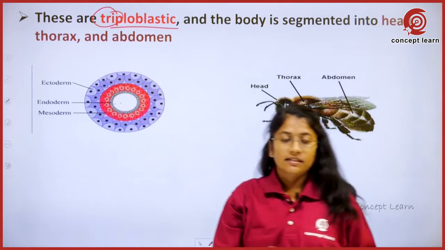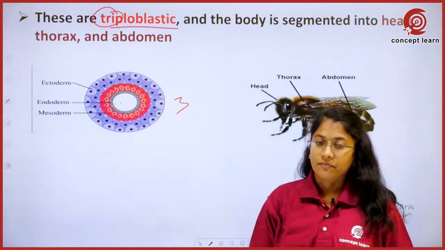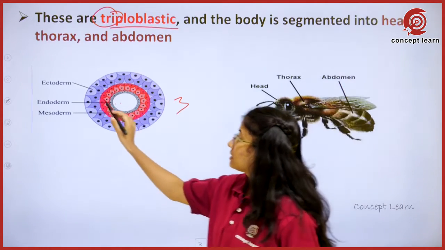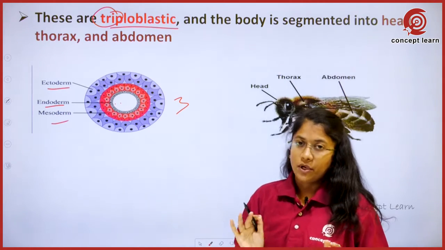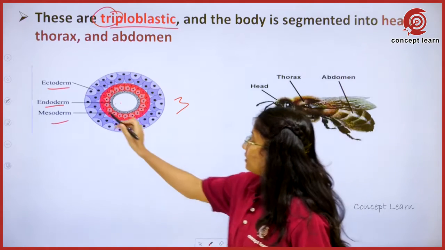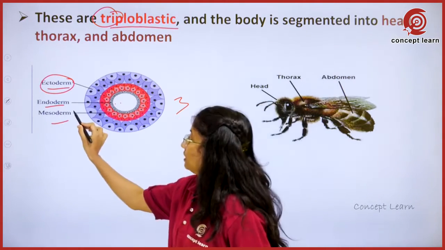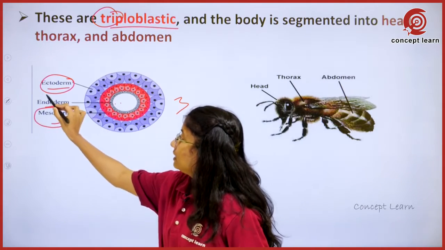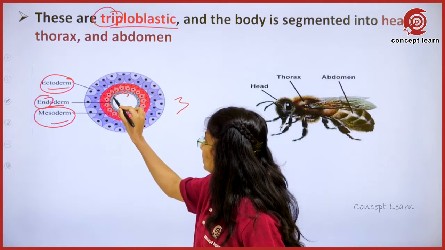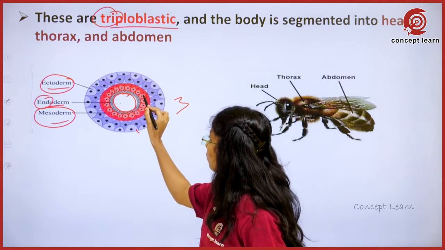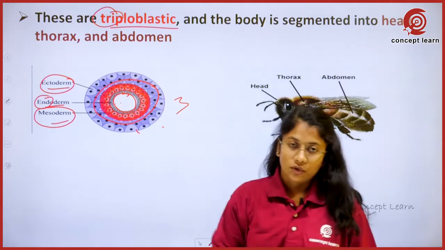And the next character is that of triploblastic. These insects are said to be triploblastic. Here in that word, tri means 3. And this 3 represents that there are 3 germinal layers present within the embryonic layer of the egg. The outer layer is the ectoderm, the middle is the mesoderm, and the inner layer is the endoderm. So here we can see the inner layer endoderm followed by the middle mesoderm and the outer ectoderm.